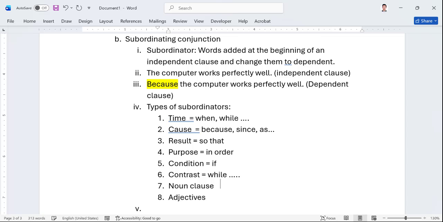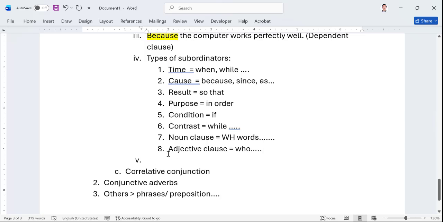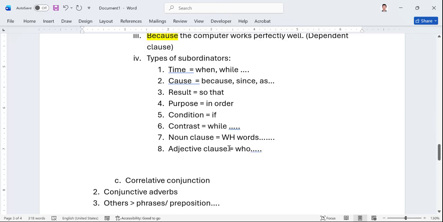There are the transitions. With noun clause, we have WH questions, WH question words, WH words. We have whether or if, we have that clause. There are noun clause subordinators. With adjective clause subordinators, we may have who, whom, whose, where, when. So there are the adjective clause subordinators. These are what we have.